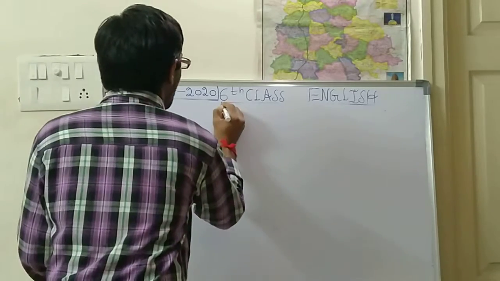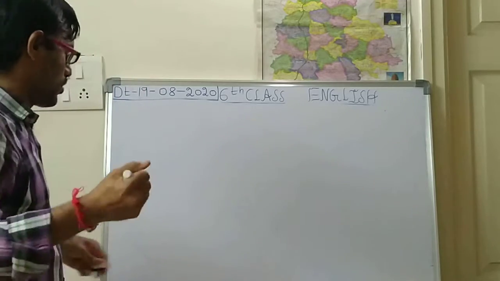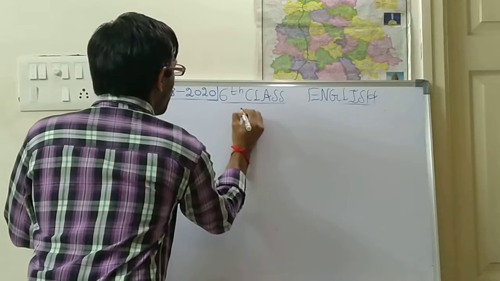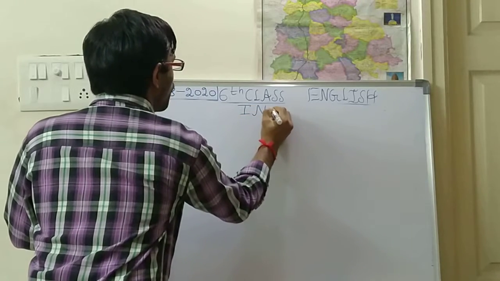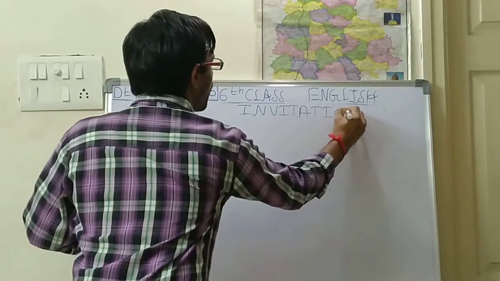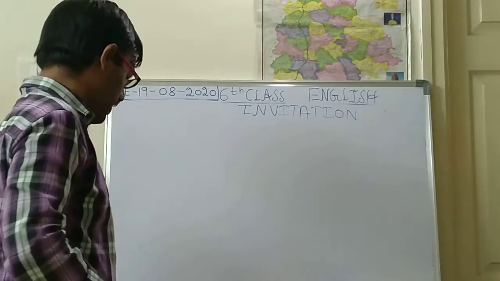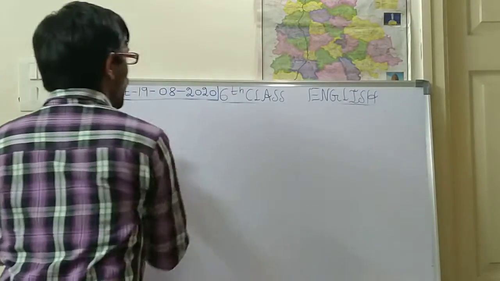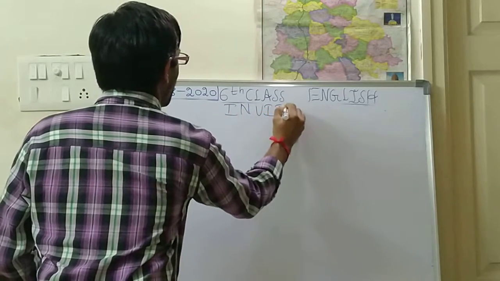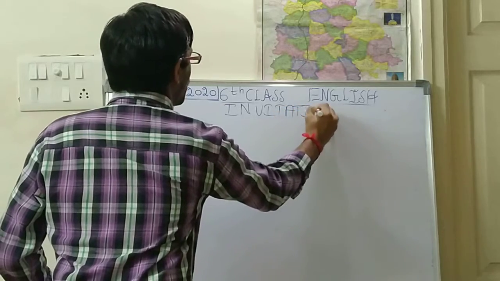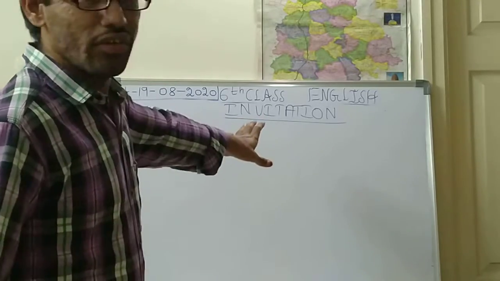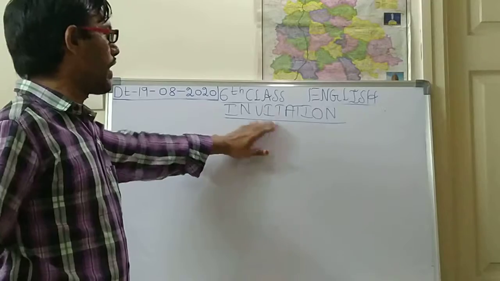First of all, how you have to start: first, you have to keep "Invitation" fully in capital letters. This is the starting of the invitation. At the middle of the page you have to write the word invitation, I-N-V-I-T-A-T-I-O-N. At the middle you have to write the invitation name.